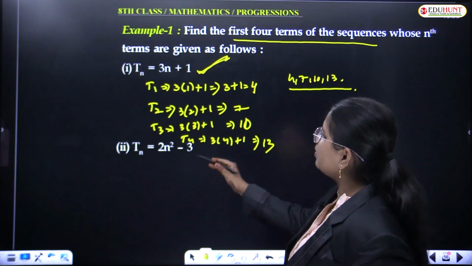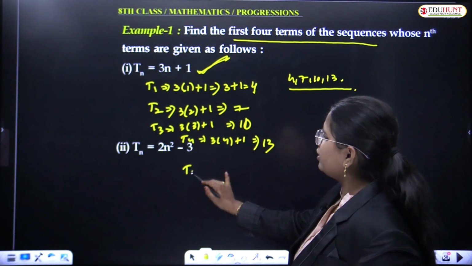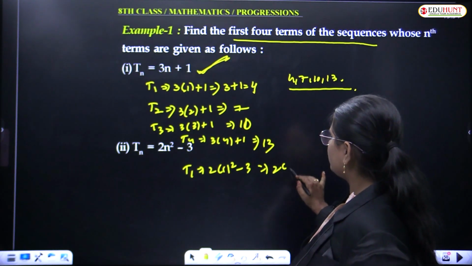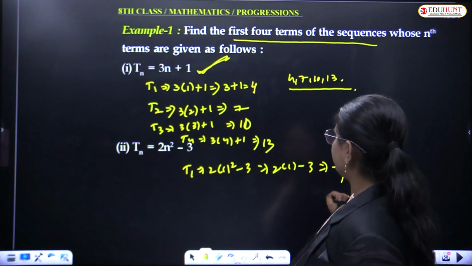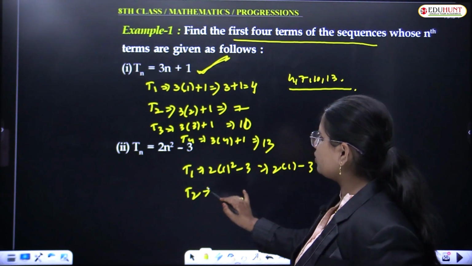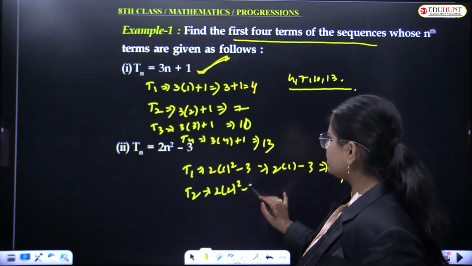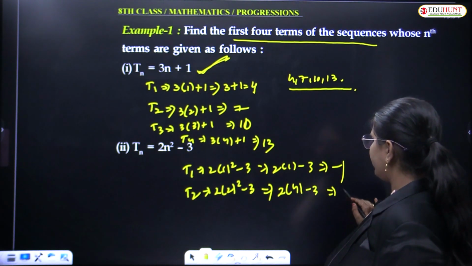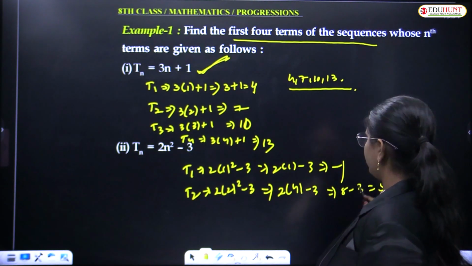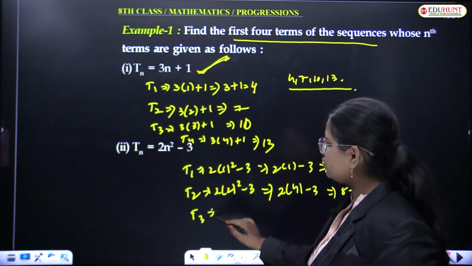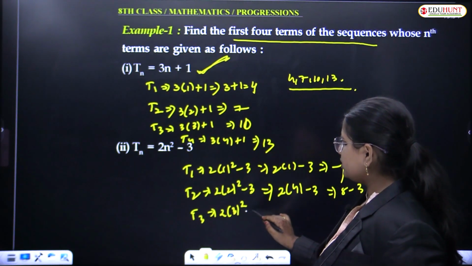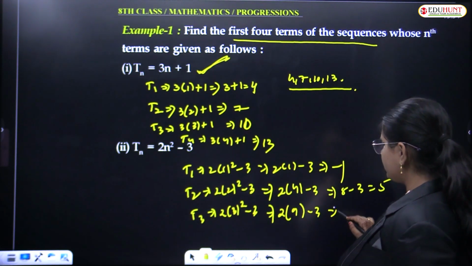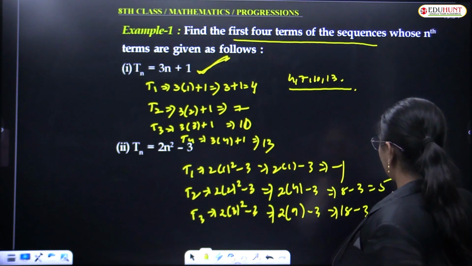Next one, similarly, you also find T1, which is nothing but 2 into 1 square minus 3, which is 2 into 1 minus 3, 2 minus 3 is minus 1. Next, T2 is equal to 2 into 2 square minus 3. 2 into 4 minus 3, 8 minus 3 is equal to plus 5. Next, T3 is equal to 2 into 3 square minus 3. Again, 2 into 9 minus 3, 18 minus 3 is 15.